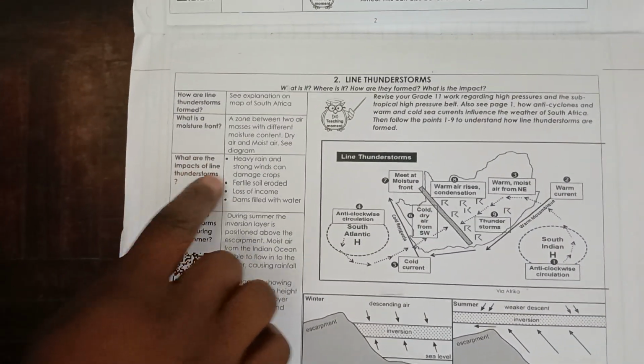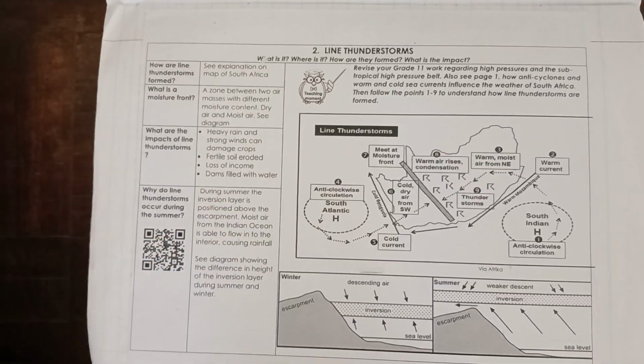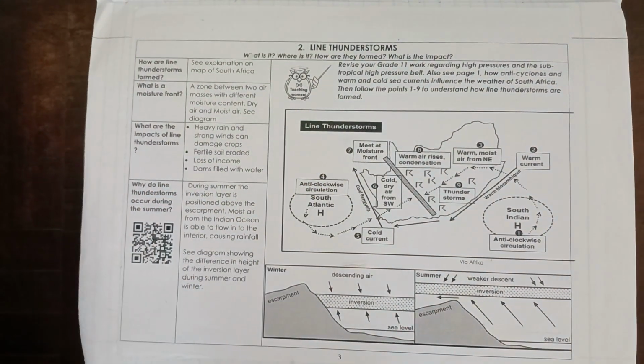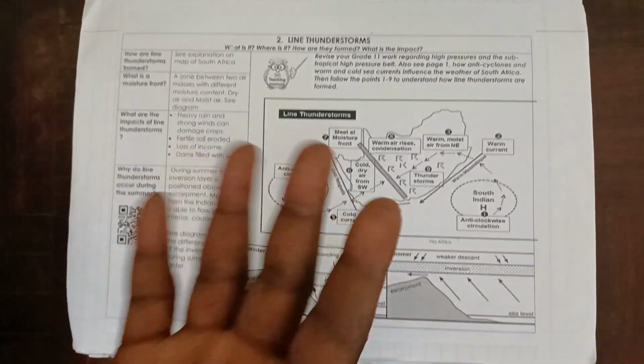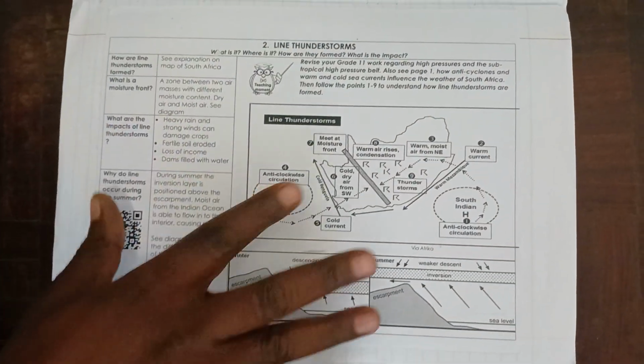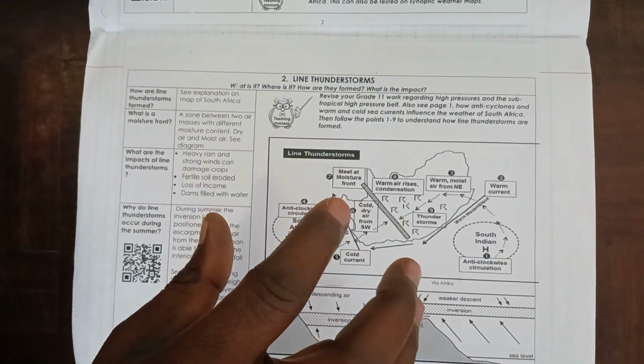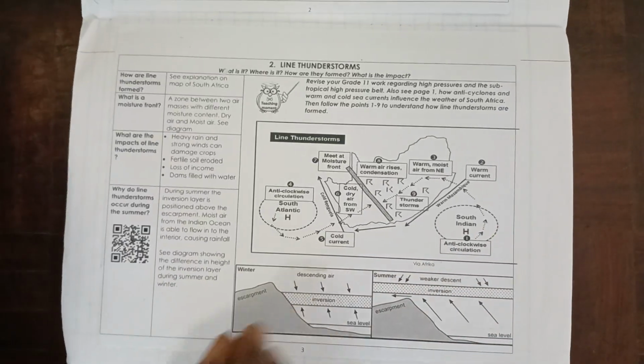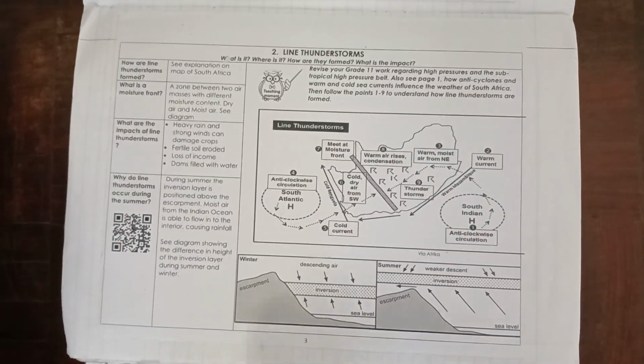What are the impacts of thunderstorms? Heavy rain and strong winds that can damage the crops, fertile soils eroded, there's loss of incomes, dams filled with water. These are some of the impacts that are also encountered, especially where we've got the line of thunderstorms, especially in summer where the rising air is going above the escarpment.